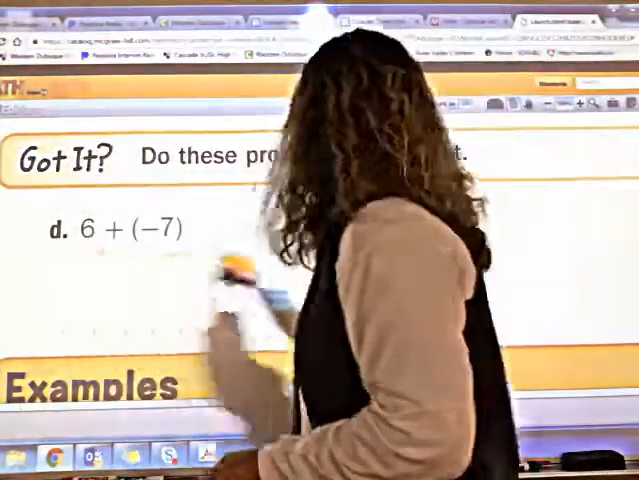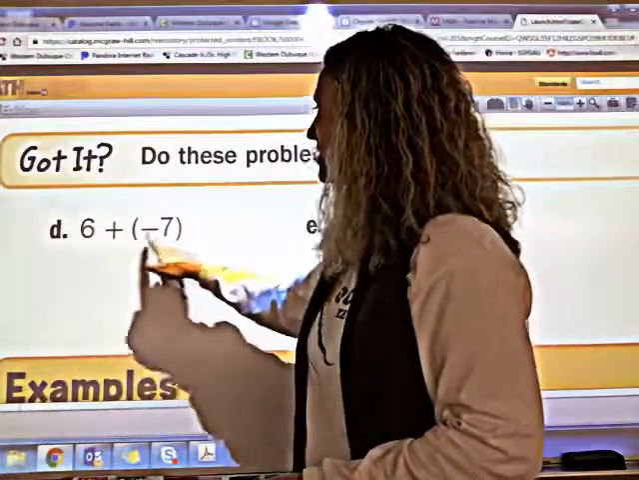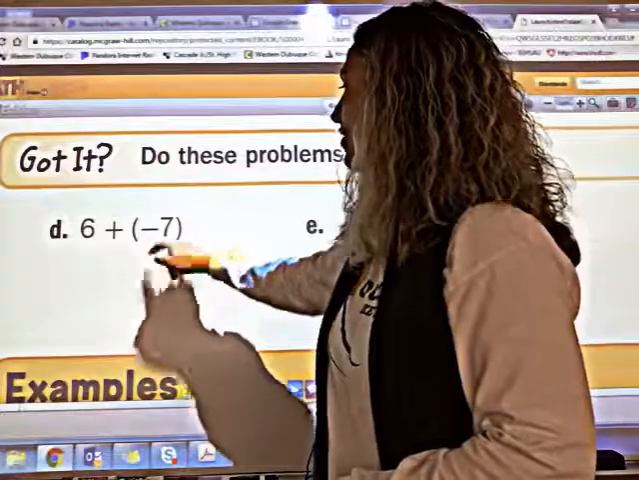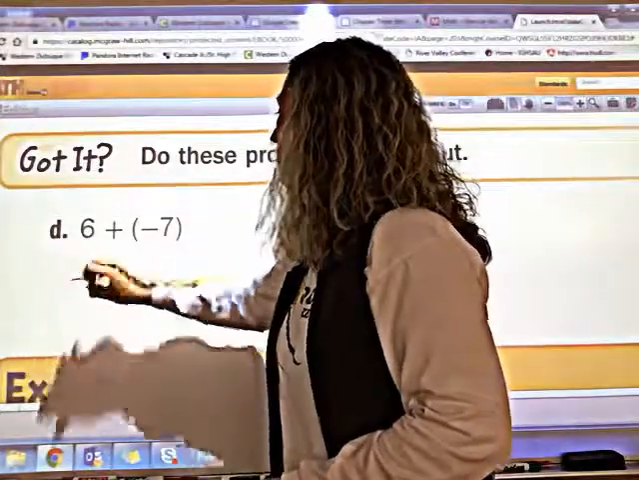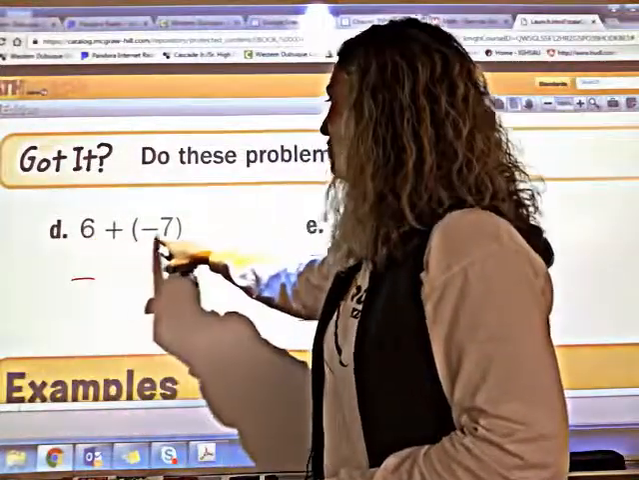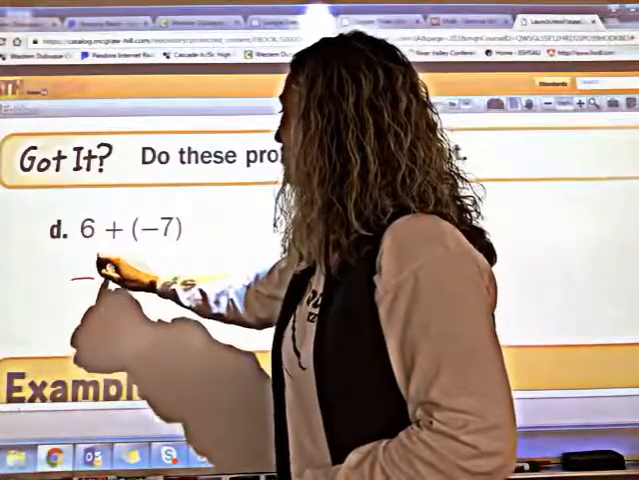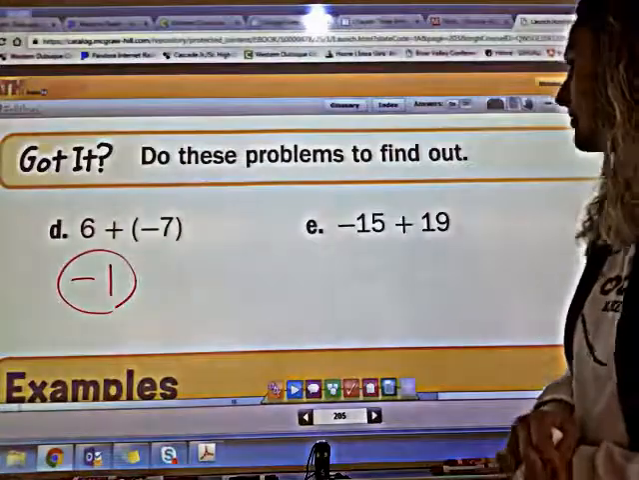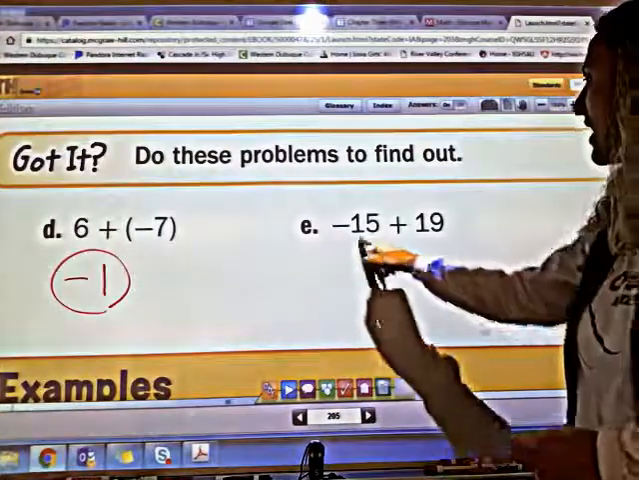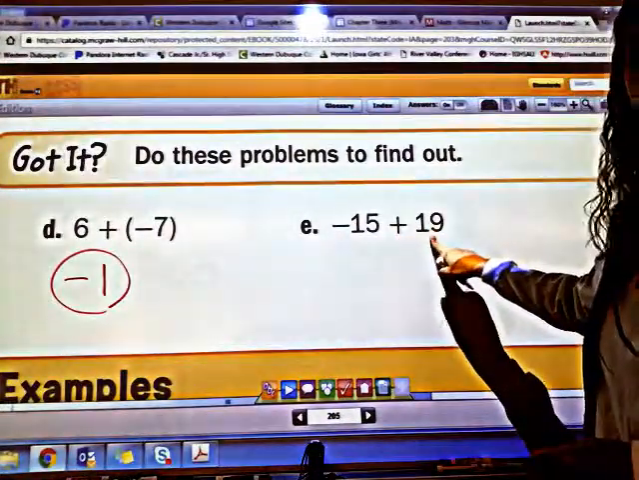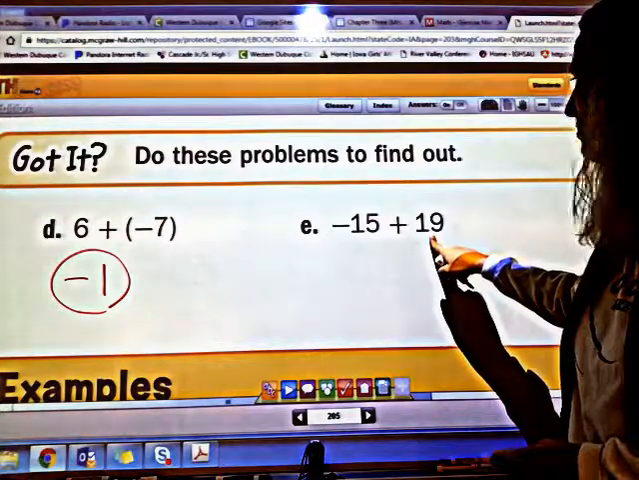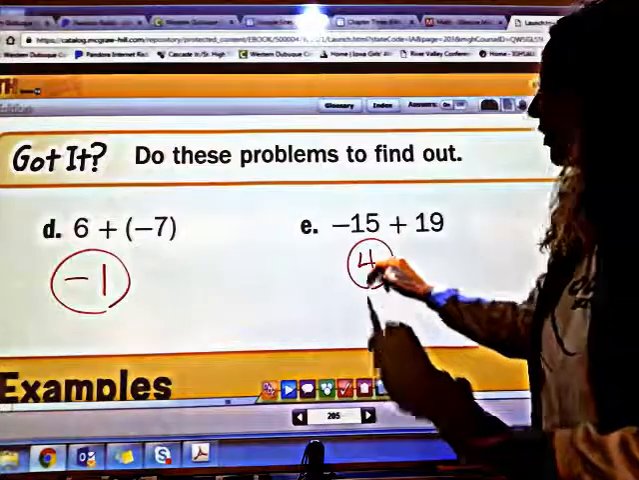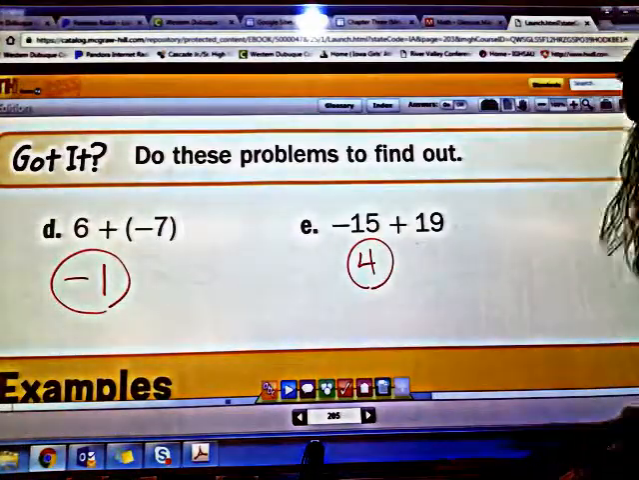As we take a look at D and E, I'm looking at the number 6 and negative 7. Negative 7 is going to have the larger absolute value, so therefore my answer is going to be a negative. Then I'm thinking to myself, 7 minus 6 would give me 1, so my answer is going to be negative 1. Taking a look at letter E, negative 15 plus 19. 19 is going to have the larger absolute value when it's positive, so 19 minus 15 would give me 4, so my answer is a positive 4.